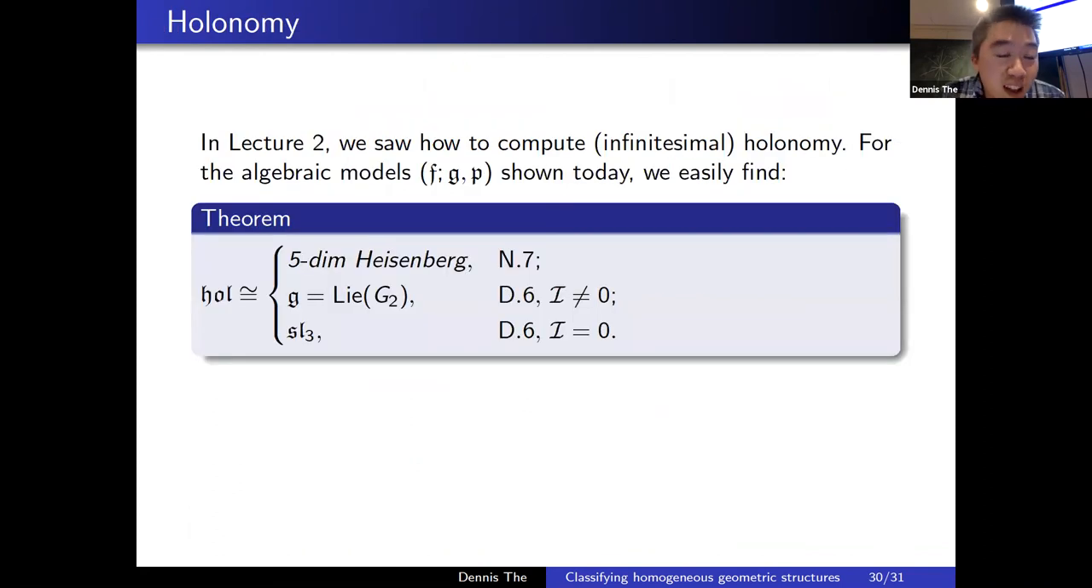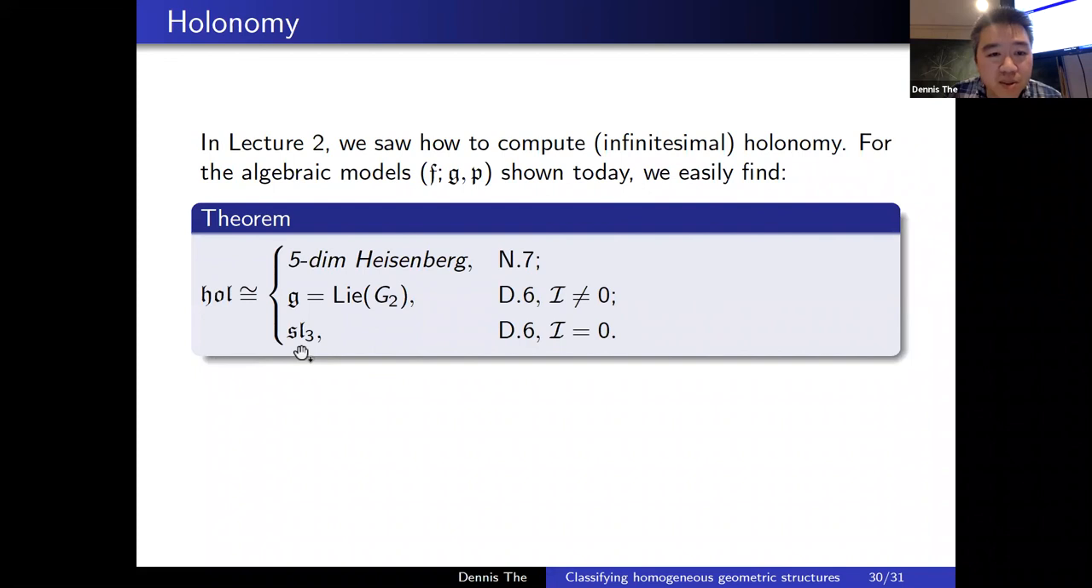Okay, but what else can one do with this? One can take that Cartan theoretic description, just like in lecture 2, and compute holonomy. So one takes the value a la Ambrose-Singer style. For the algebraic models that we found today, one can get to this statement. In the N7 case, one gets 5-dimensional Heisenberg holonomy. In the D6 case, if I is non-zero, you get full G2, except when I is equal to 0, which corresponds to A equal to 0, where you get SL3.